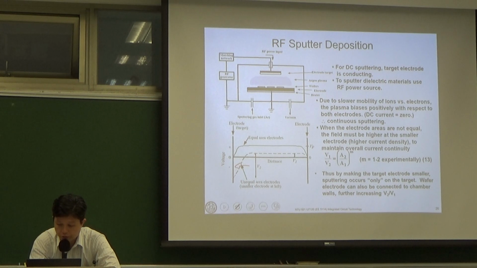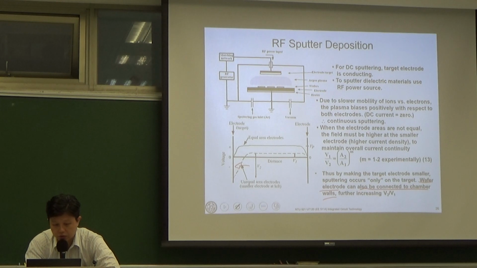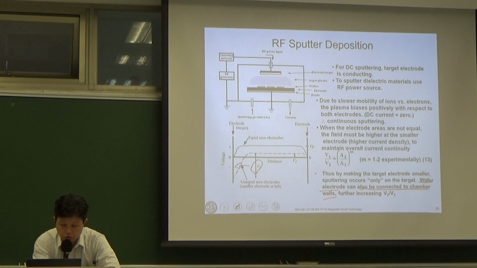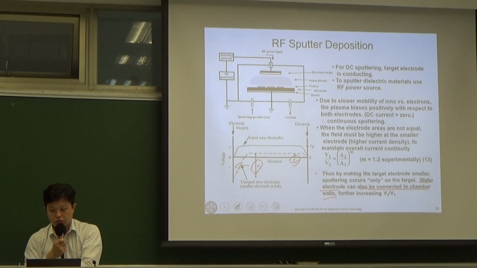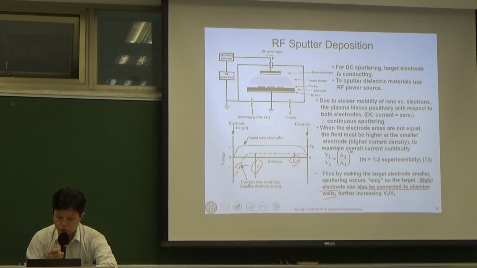And for the wafer electrode, we can also connect it to the chamber walls, to make it an even larger area. By doing so, we can further increase the ratio between V2 and V1. So by increasing the area ratio, we can change this voltage ratio.